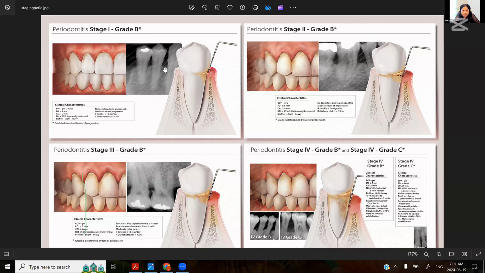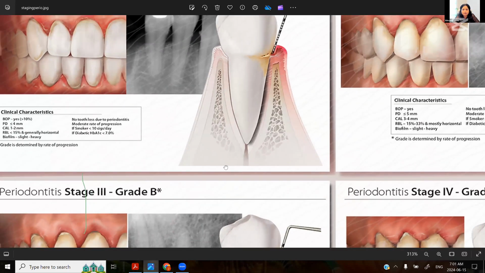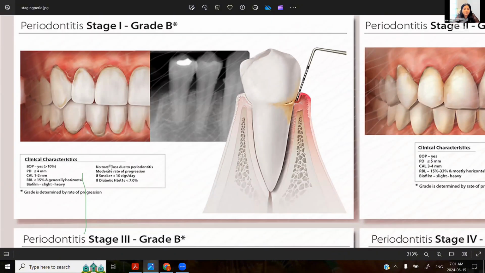Right? So now here you see for the first situation, I'm just zooming it a bit. So bleeding on probing would be present clinically. Periodontal probing depth would be 4 mm or less in stage 1, right? Attachment loss would be only 1 to 2. It would be initial periodontitis. Bone loss is horizontal and within your coronal third of the bone only.